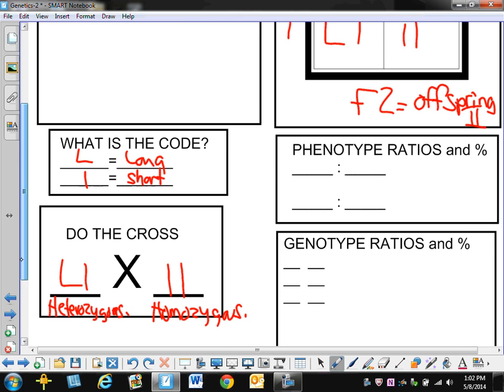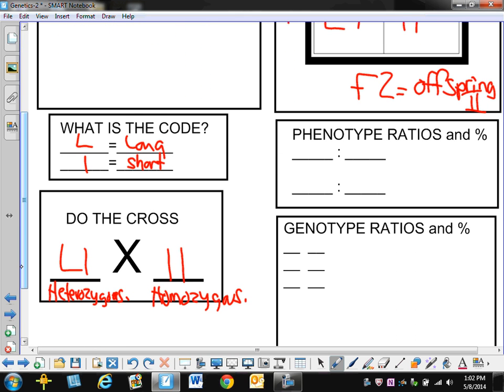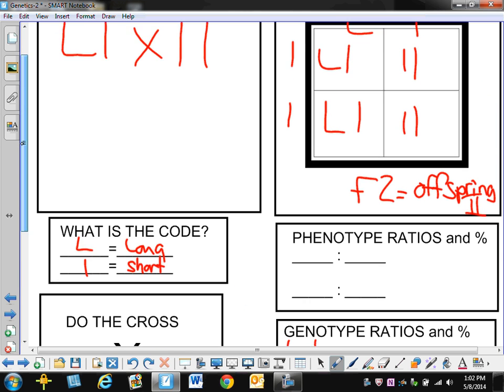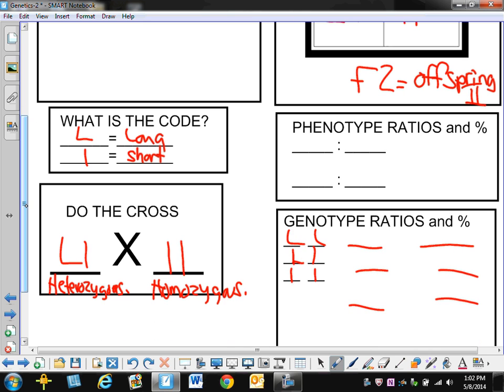And we find out that our genotypes, we end up with no big LLs. We end up with 2 big L little l's. And we end up with 2 little l little l's. So in this one, we do end up with 2 short kittens. So we've got long hair is 2, short hair is 2.